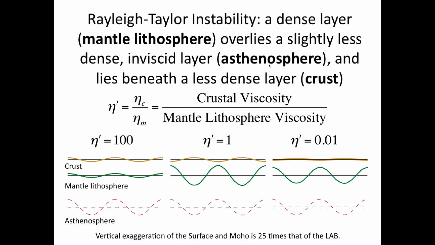The MOHO, this is the bottom of the crust here. The MOHO is deflected, the green line. The surface of the Earth, the surface, is deflected with the yellow line. And when the crust is much more viscous than the mantle lithosphere, where the mantle lithosphere sinks, the MOHO, of course, goes down, but the surface goes down as well.